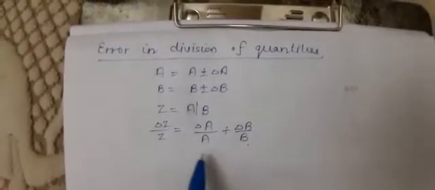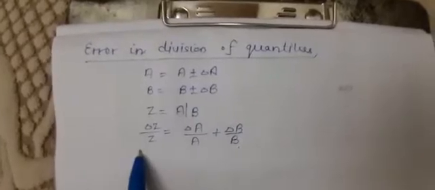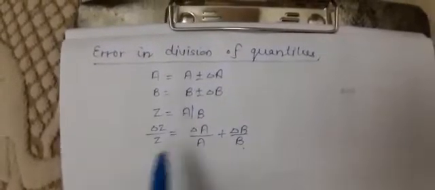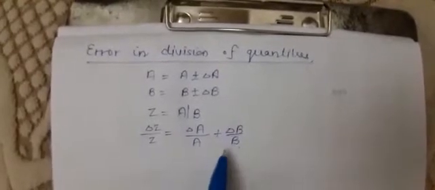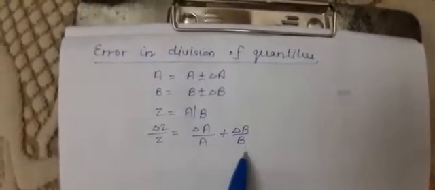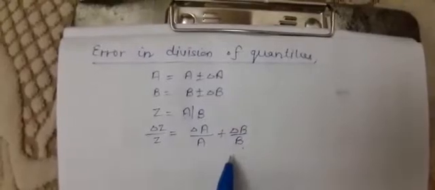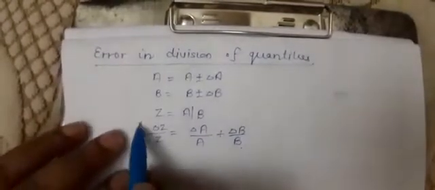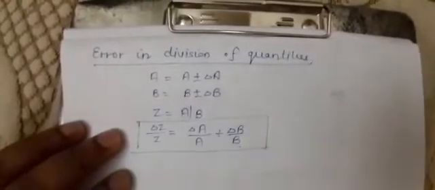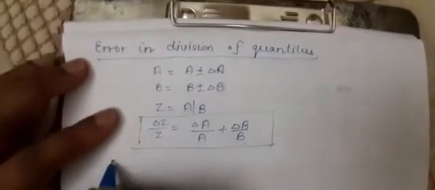So how can you revise this result? The maximum fractional error in the quotient of two quantities is equal to the sum of their individual fractional errors. So this will be the result. You have to learn this result. Now, on this basis, to get more clarity, let me take one example.